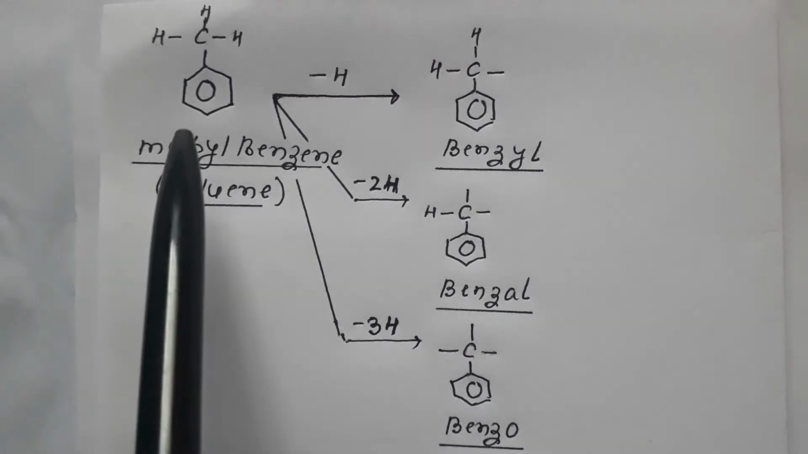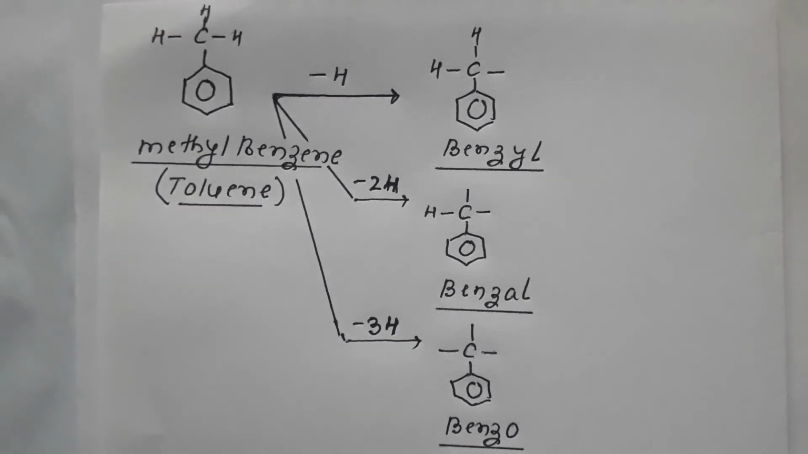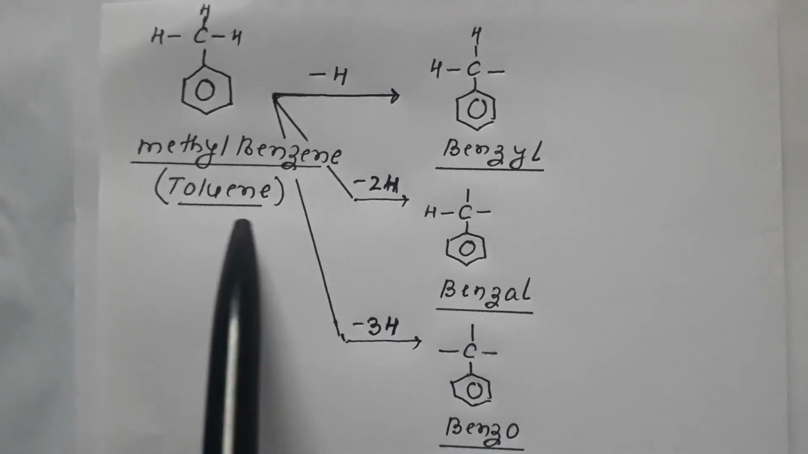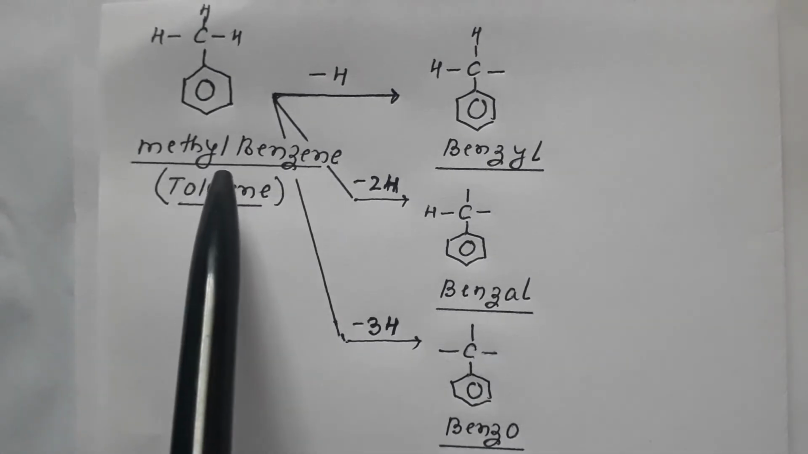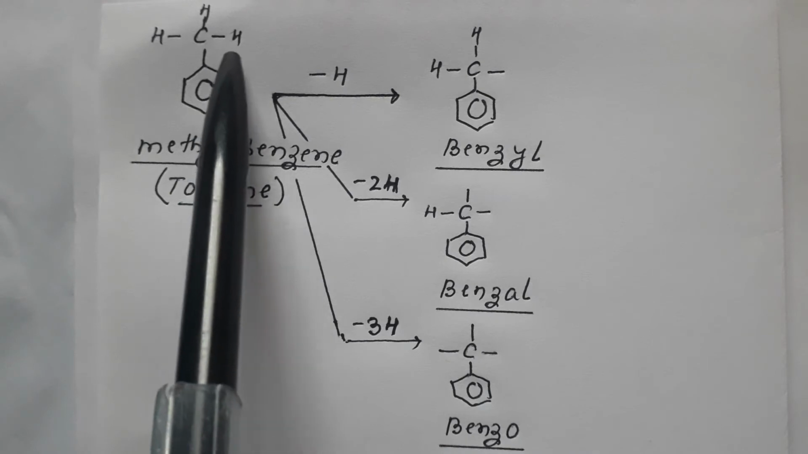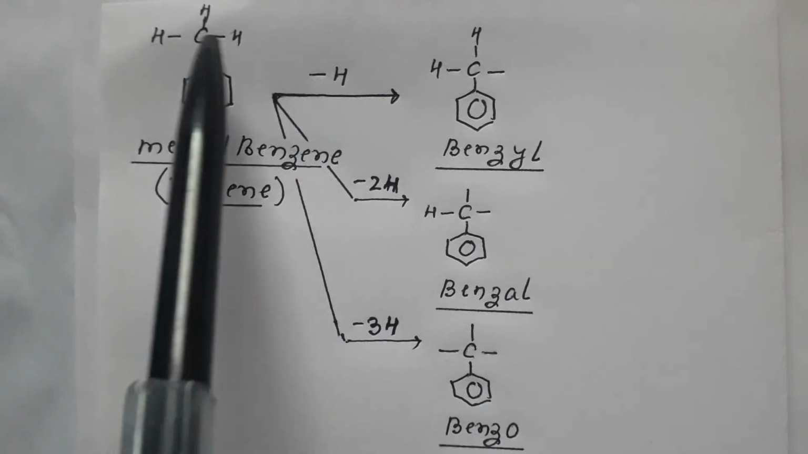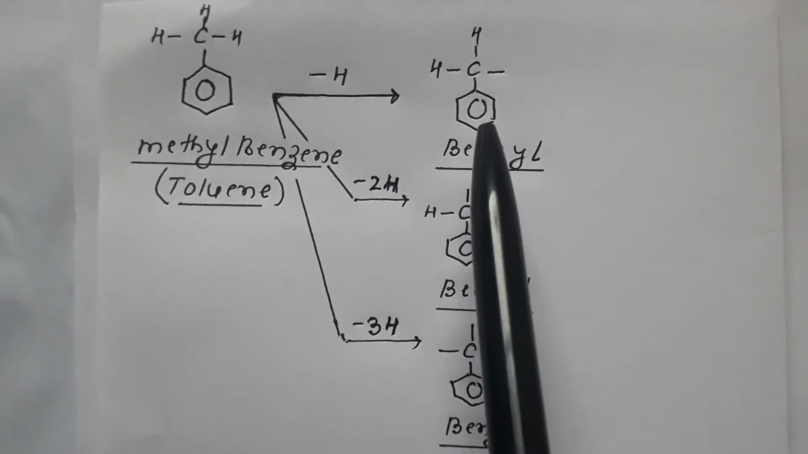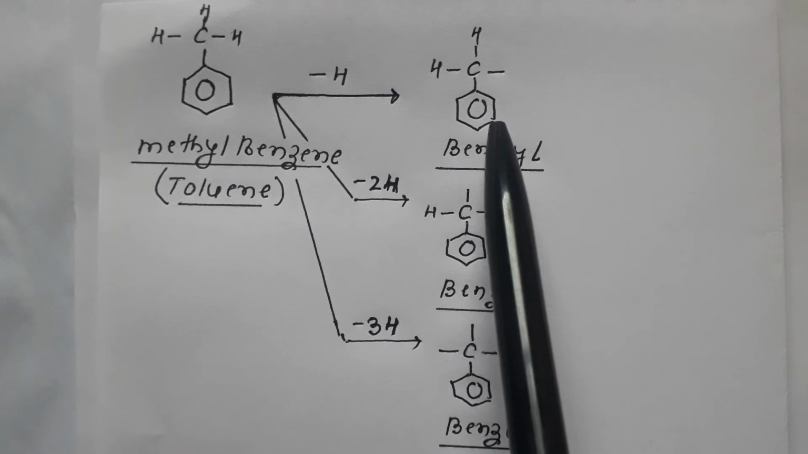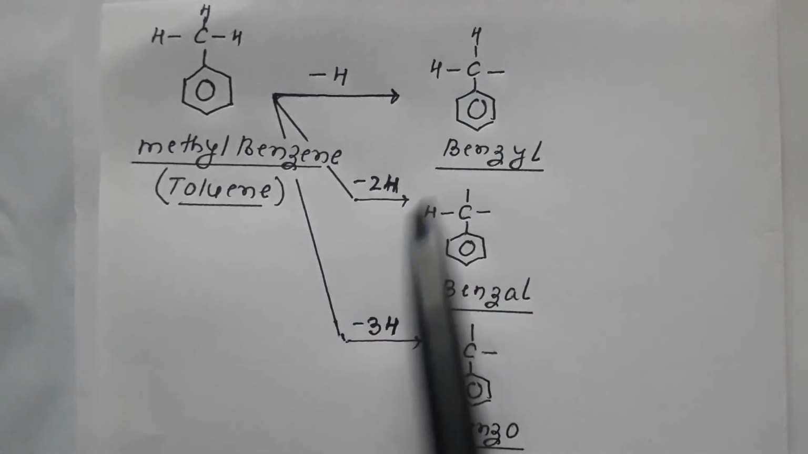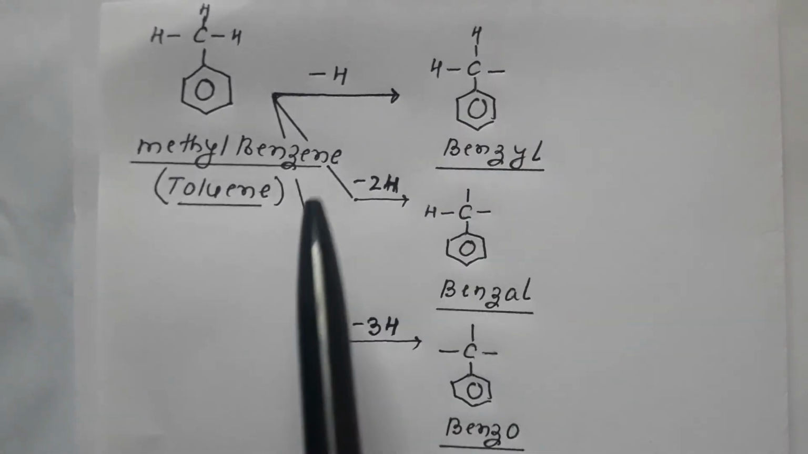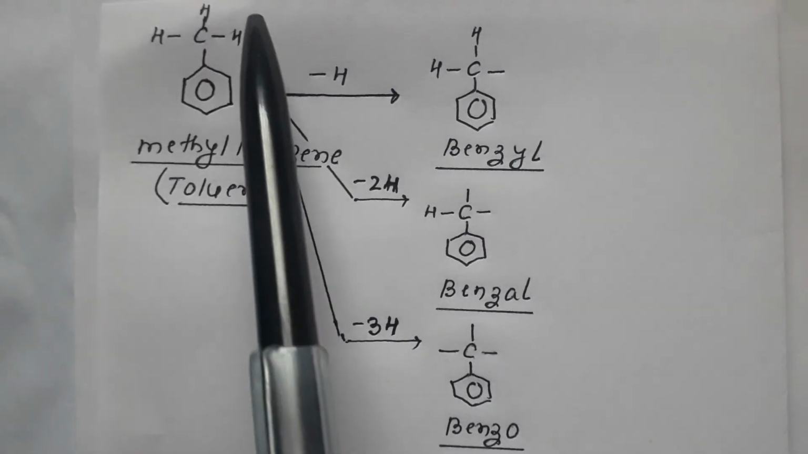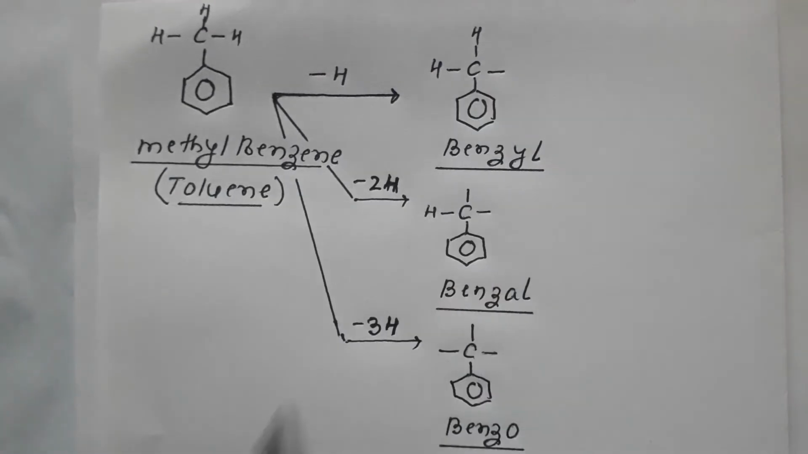Just look for the reference. If the benzene ring is having CH3, it is methyl benzene, called toluene. Now remember, if one H from the toluene is removed, the leftover is a benzene ring with CH2: benzene ring, one carbon, two hydrogen. When one hydrogen is removed, the leftover is termed as benzyl.